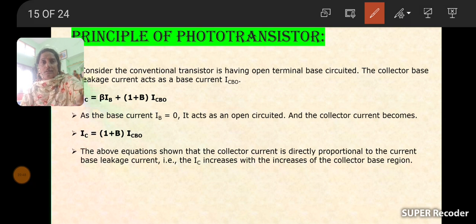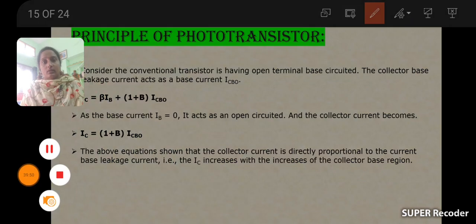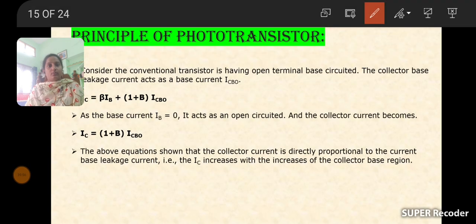And here IC is equal to what? (1 plus beta) into ICBO when IB is equal to 0. And the above equation shows the collector current is directly proportional to the collector base leakage current. That is, IC increases with the increase of the collector base region.